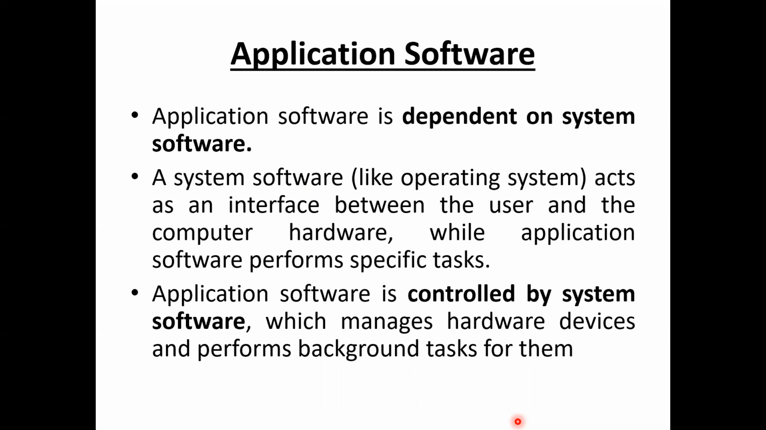And how does it manage? Application software is controlled by system software, which manages hardware devices and performs background tasks for them. तो क्या करता है ये? इसको कंट्रोल करता है सिस्टम सॉफ्टवेयर, जो मैनेज करता है हमारे हार्डवेयर डिवाइसेस और जो बाकी के बैकग्राउंड प्रोसेसेस रिक्वायर्ड हैं एप्लीकेशन सॉफ्टवेयर को रन करने के लिए. तो एप्लीकेशन सॉफ्टवेयर को रन करने के लिए सिस्टम सॉफ्टवेयर की रिक्वायरमेंट है, क्योंकि सिस्टम सॉफ्टवेयर एक्ट कर रहा है इंटरफेस बिटवीन द यूजर एंड द हार्डवेयर.